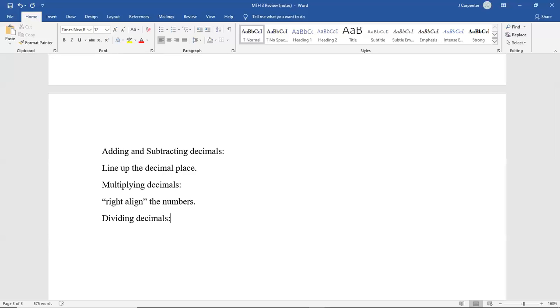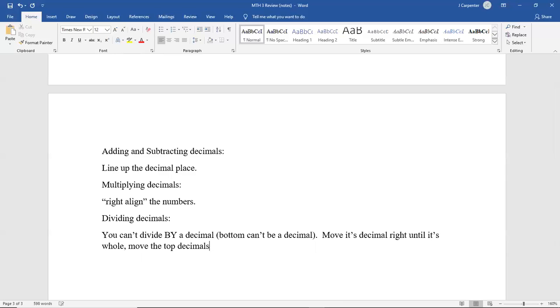Dividing decimals. You have to make sure that you are not dividing by a decimal. So that means the bottom can't be a decimal. You move its decimal right until it's whole, and then you move the top decimal the same number of times.